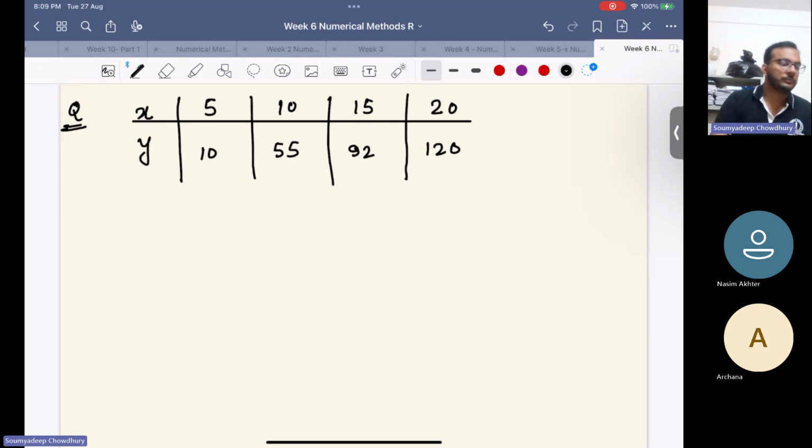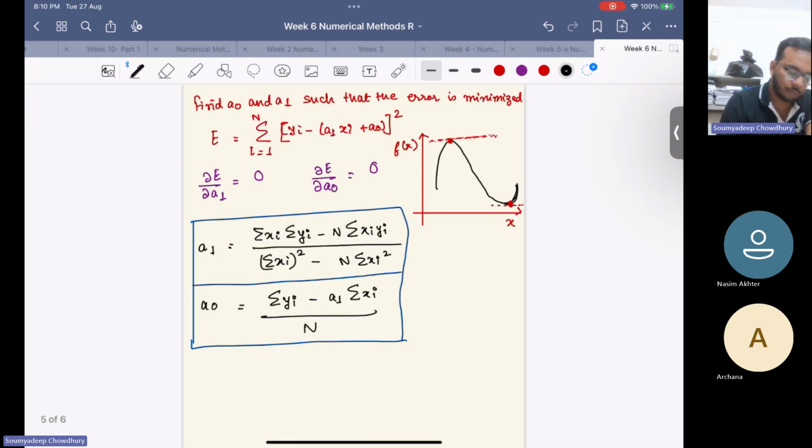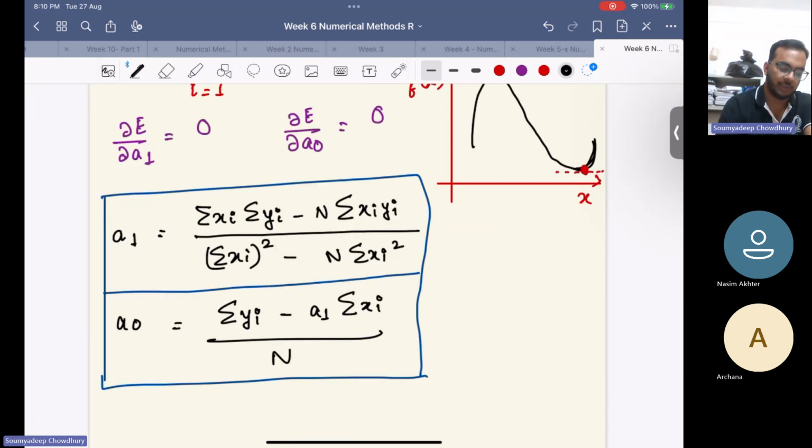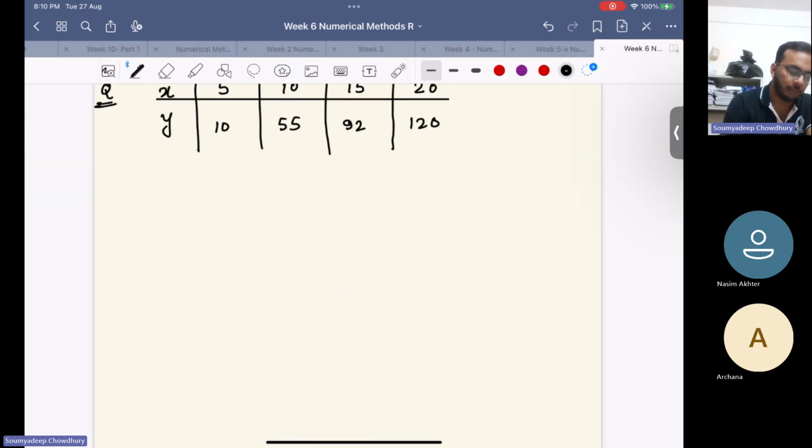Okay. So here, basically, you are given this table, this X and Y data. From that, you have to find the best fit line. That is basically you have to find A1 and A0. So here, how will we proceed? We know that in order to find A1 and A0, we need all these variable terms, right? Summation xi, summation yi, summation xi yi. So basically, we will prepare a table first.